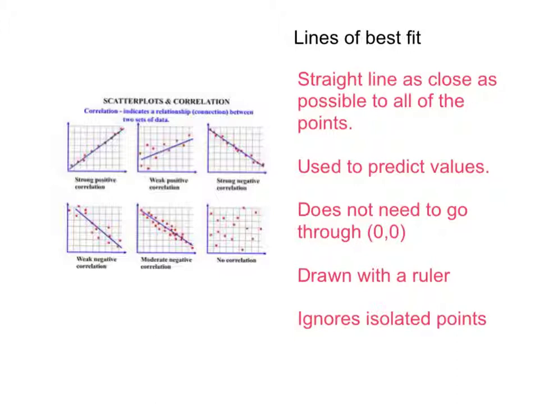It does not need to go through 0, 0. So the line of best fit does not need to start at 0, 0 and go through the whole graph. It does need to be drawn with a ruler, and you might have isolated points that are miles away. So for example, if we look at this weak negative, we could end up with a point over here that we would just ignore, or one over here that we would just ignore. They're isolated or freak incidents.